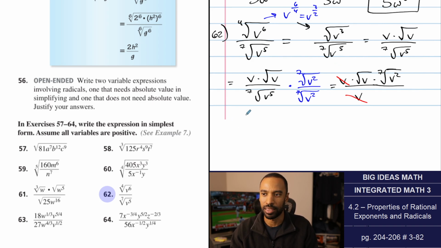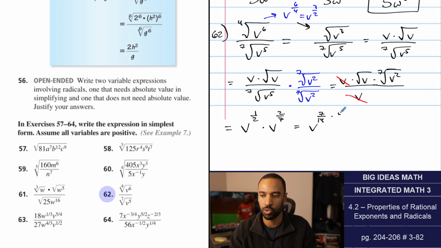Now I might want to rewrite that. Square root of v is v to the 1/2 power, times, this is v to the 2/7 power. We've got to get a common denominator here. Multiply this by 7 over 7, you get 7 over 14.